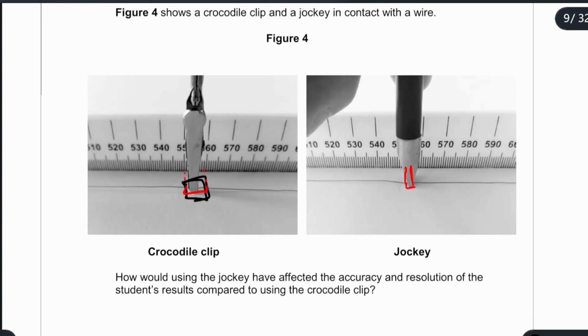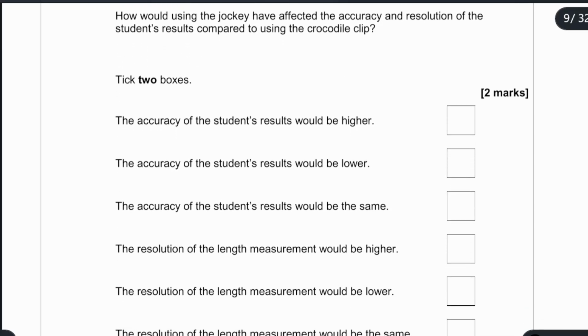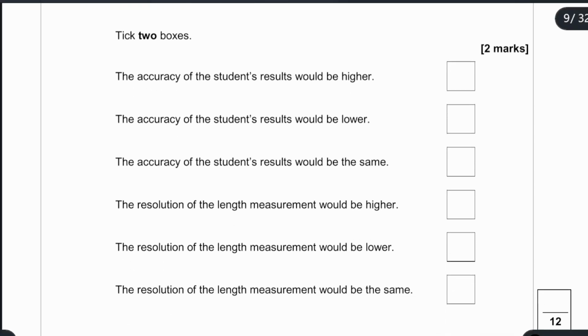So how does that actually affect, first of all, the accuracy? It's 2 marks, so it's going to be one of these and it's going to be one of these.